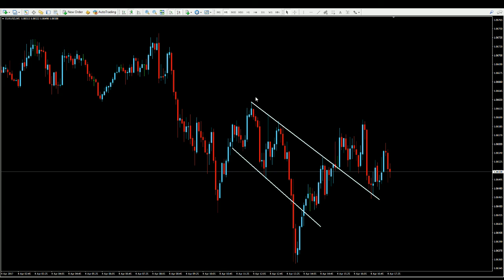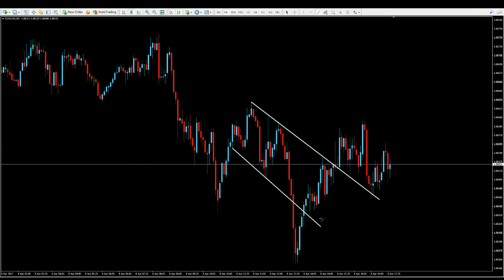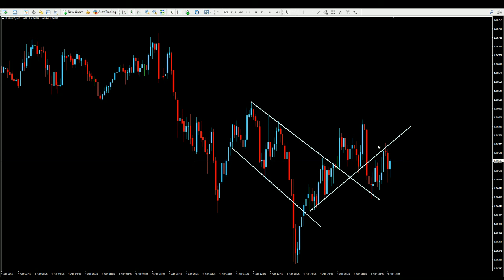Like in this case, I'm connecting this one, I'm connecting this area, and then I see the breakout. Then I see the breakout here, and then you can connect more lines. You can see here the support became resistance here, right? The support here became resistance. And this is how we trade on a daily basis.